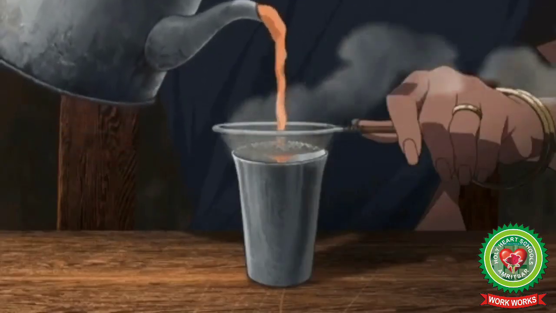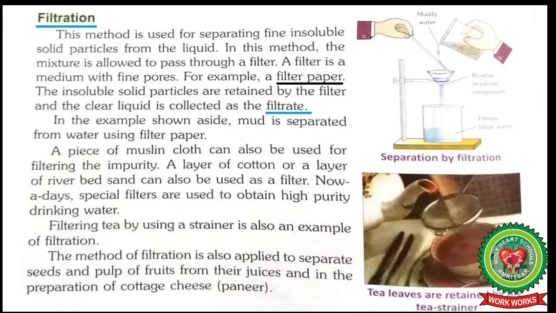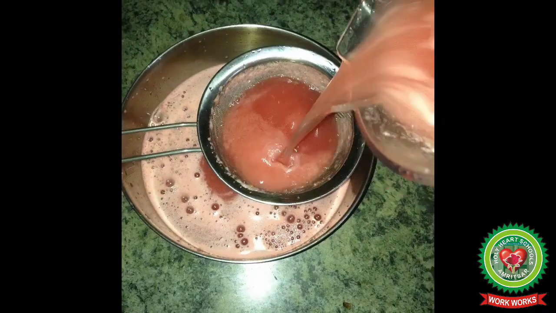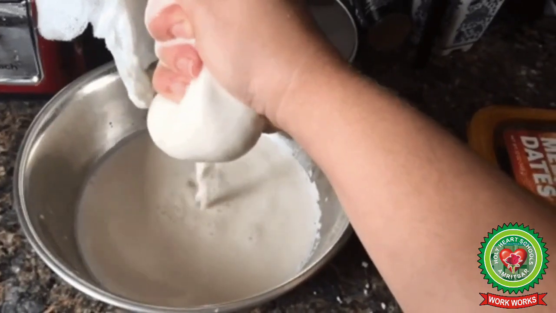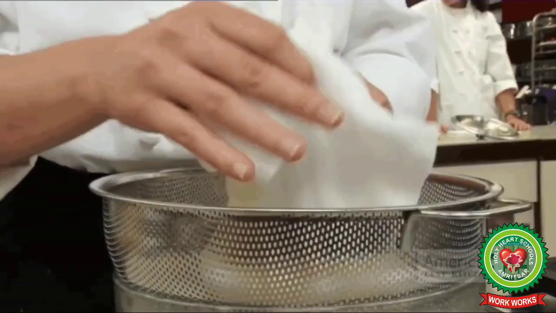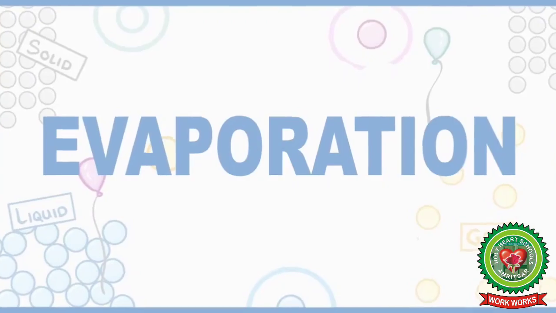Filtering tea by using a strainer is also an example of filtration, and we can also use this method to separate out seeds and pulp of fruits from their juices, and we also prepare cottage cheese with the help of filtration only. Now come to the next method, that is evaporation.